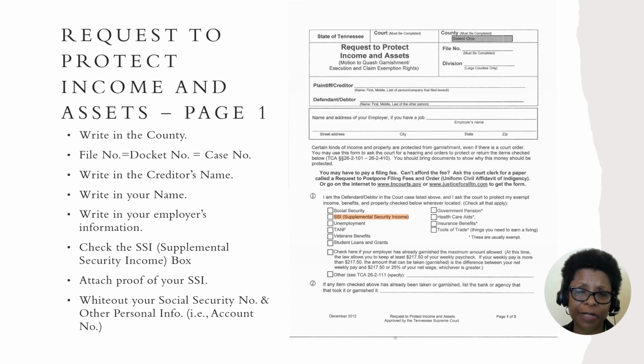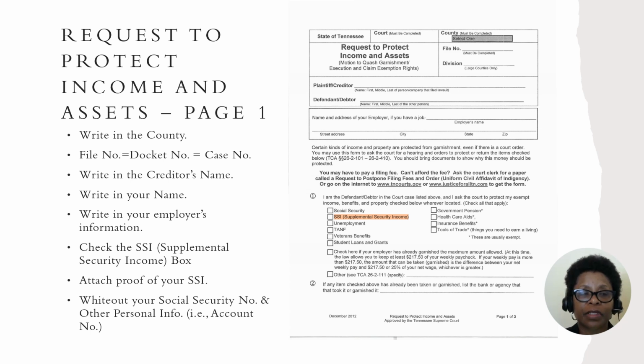And then when you supply that information to the court, I recommend that you attach that proof to this document here, the request to protect income and assets. And when you attach proof, make sure that you white out your account information and your Social Security information, especially if you're using your bank account. You want to white out the account information, and you probably want to go ahead and white out everything else that doesn't deal with SSI, because they don't need to know how you're spending your money really. All the court really needs to see is if SSI is being deposited in your bank account.